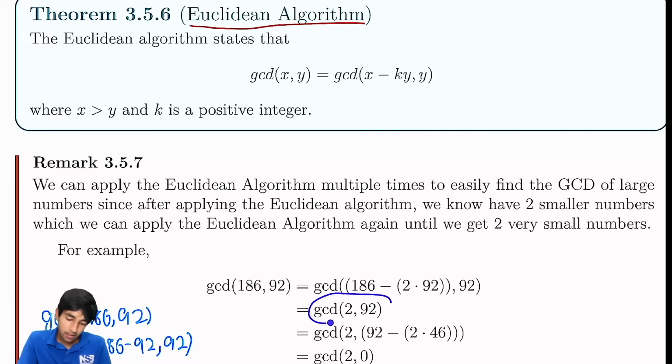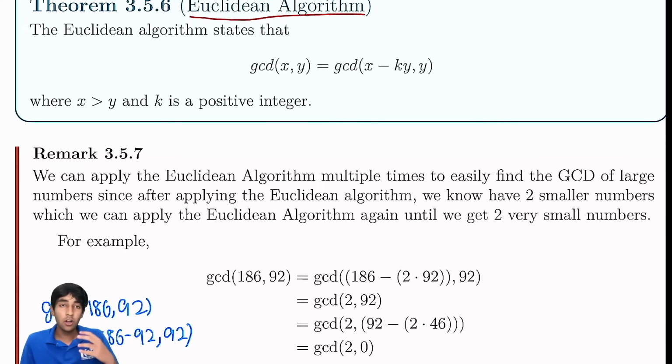And now with this, we can do it in reverse, right? Because now this number is smaller than this. Now we can say GCD of 2 and 92 minus 2 times 46. So now we're subtracting multiples of 2 from 92. We get GCD of 2 and 0, which is just 2.